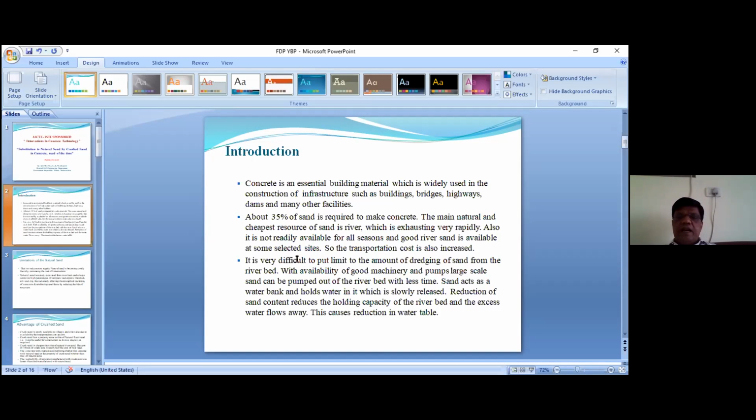Now what happens? This sand acts as a water bank which holds water and slowly releases it into the ground. So the nearby water table is maintained. But if it is indiscriminately mined, and more sand is taken out, the holding capacity of the river bed reduces, and the excess water, which was previously retained due to sand, acts as runoff and joins the sea. So the natural holding capacity of the river decreases, and gradually the water table also decreases. So there is harm to the environment also.